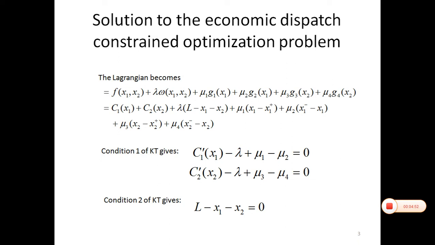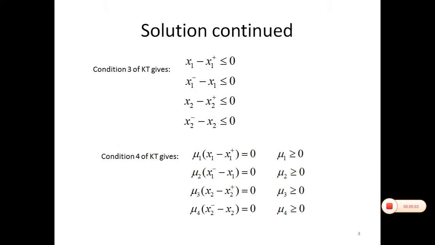The second KT condition is that you will make the equality constraint equal to 0. So it will be L minus x1 minus x2 equals 0.